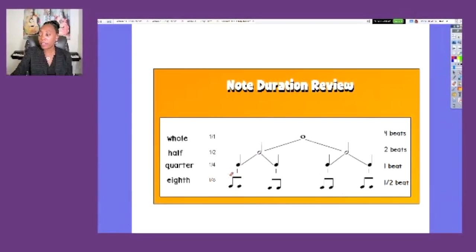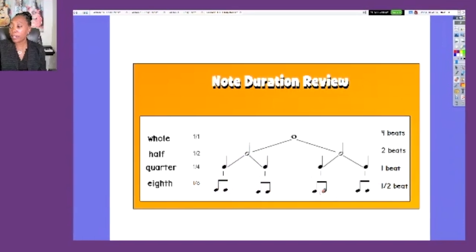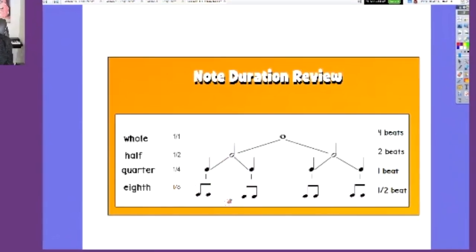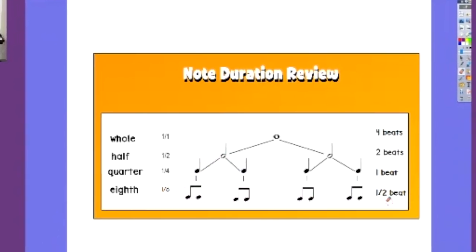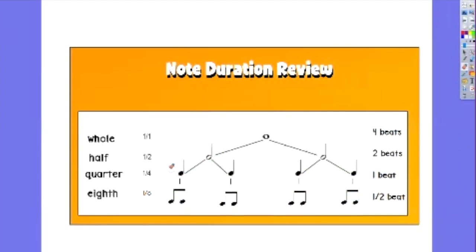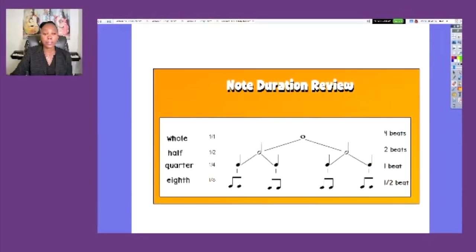or we have how many eighth notes down here? Let's count them. 1, 2, 3, 4, 5, 6, 7, 8. We have 8 eighth notes that equal 4 quarter notes. Okay, so that's a quick little note duration review. Hopefully you understand everything, and let's talk about what we learned in class today.